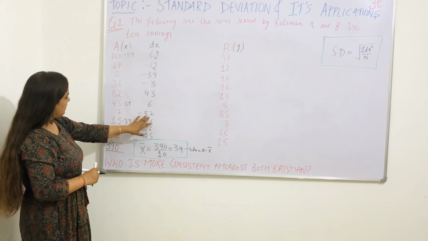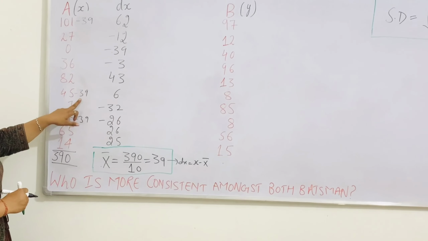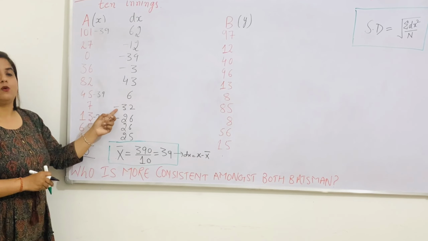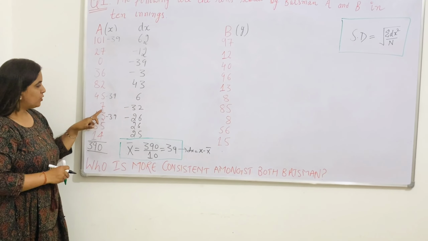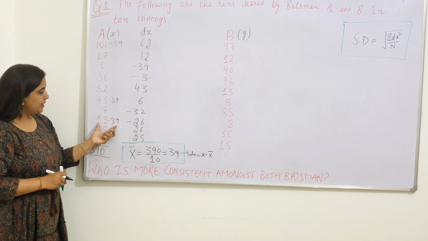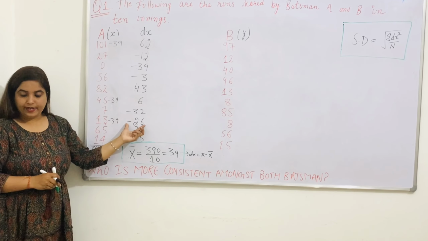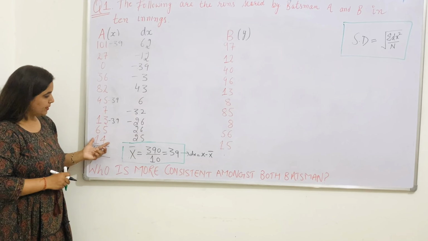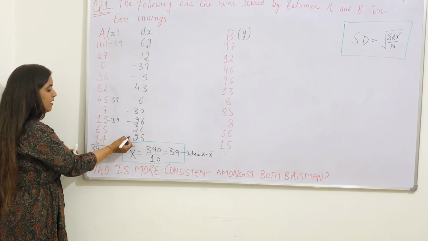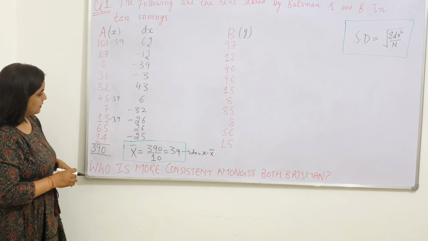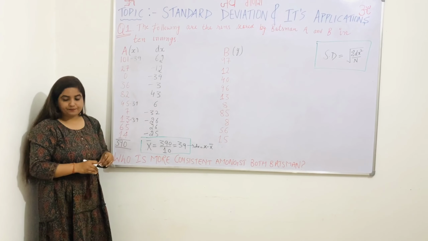7 minus 39. As we know, if the larger value has a negative sign, then the answer also gets the negative sign. So हमने 7 minus 39 किया तो हमारे पास minus 32 आया. 13 minus 39 आंसर आएगा minus 26 and 65 minus 39 आंसर आएगा 26 and 14 minus 39 answer will be minus 25. So these are the answers which we have solved for dx.